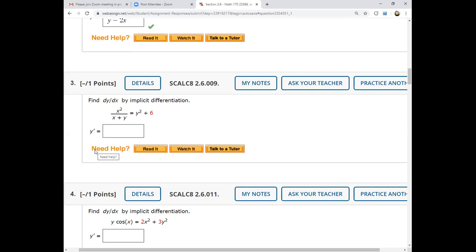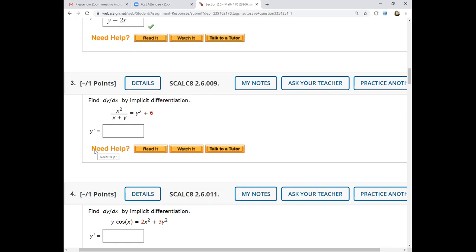Equals d/dx of y squared is 2y dy/dx, and d/dx of 6 is 0, so I'm just going to leave it off. Okay, so on the left I have a big complex fraction. On the top I have the quantity x plus y times d/dx of x squared minus x squared times d/dx of x plus y, over x plus y quantity squared, equals 2y dy/dx.